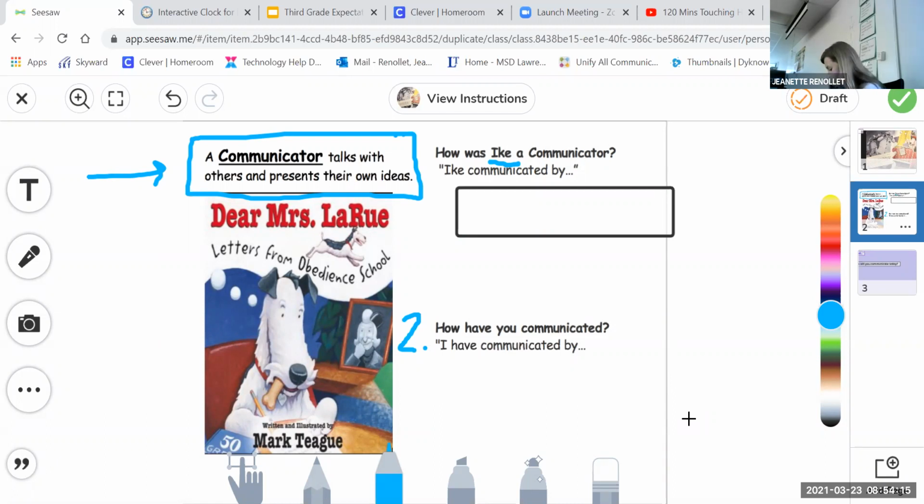Dave, what's an example of you being a communicator? I use my Chromebook or phone. You use your Chromebook or phone. Yeah, if you're on your phone talking to people, you are being a communicator because you are talking with others about your ideas. Theo.